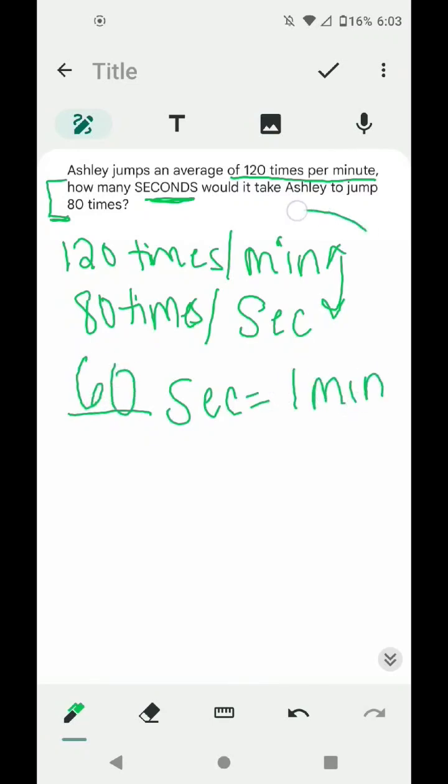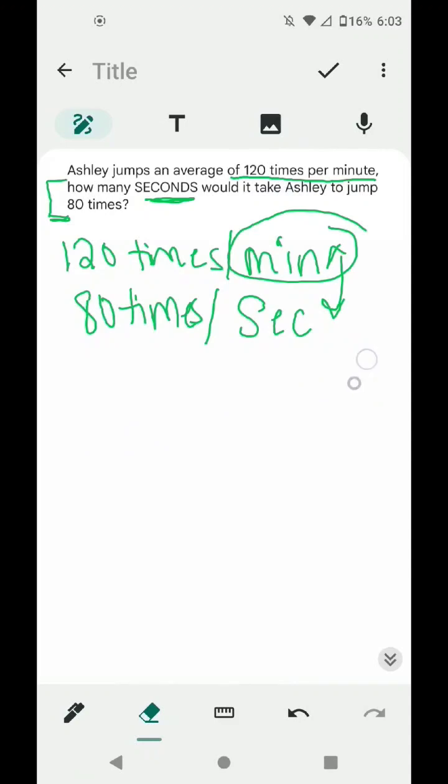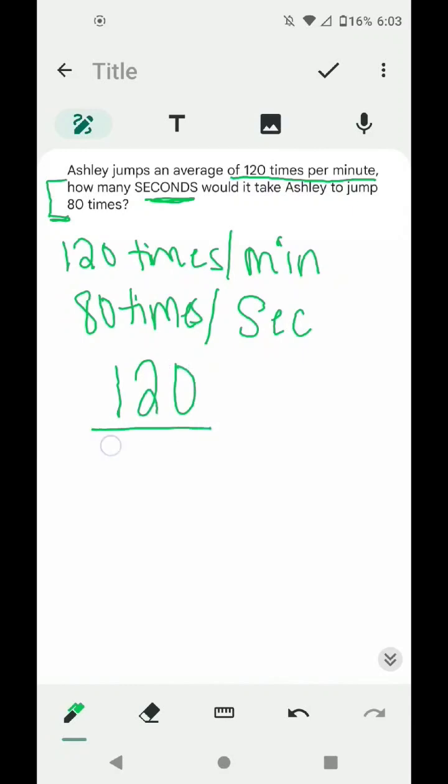Since they gave us per minute, I can go ahead and just replace that with 60 seconds for my top rate there at the top. Instead of having 120 times per minute, I'm going to put 120 times per 60 seconds because that is the equivalence of 1 minute. Now I can go ahead and find what I am looking for.